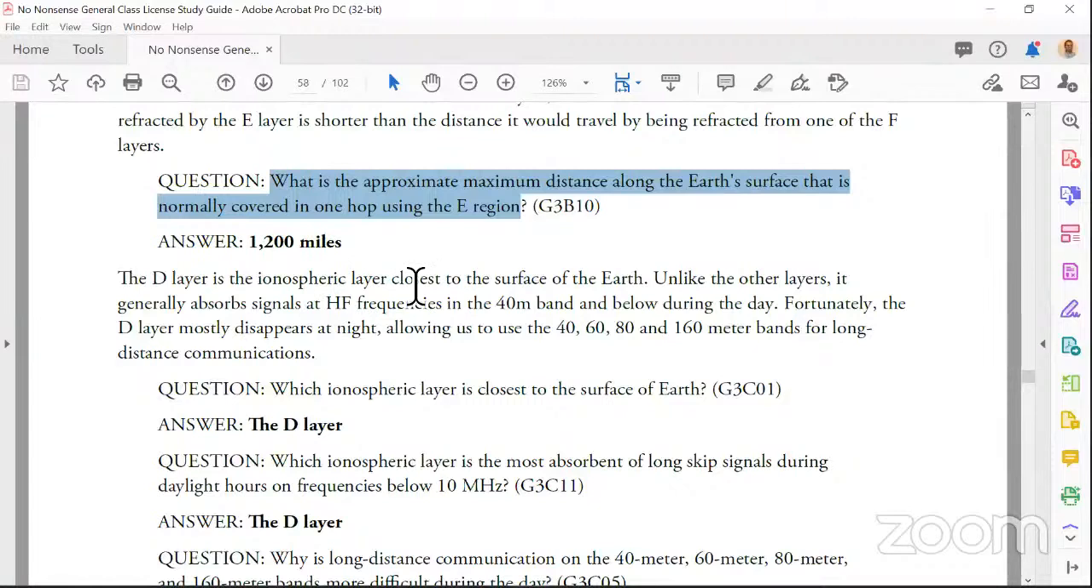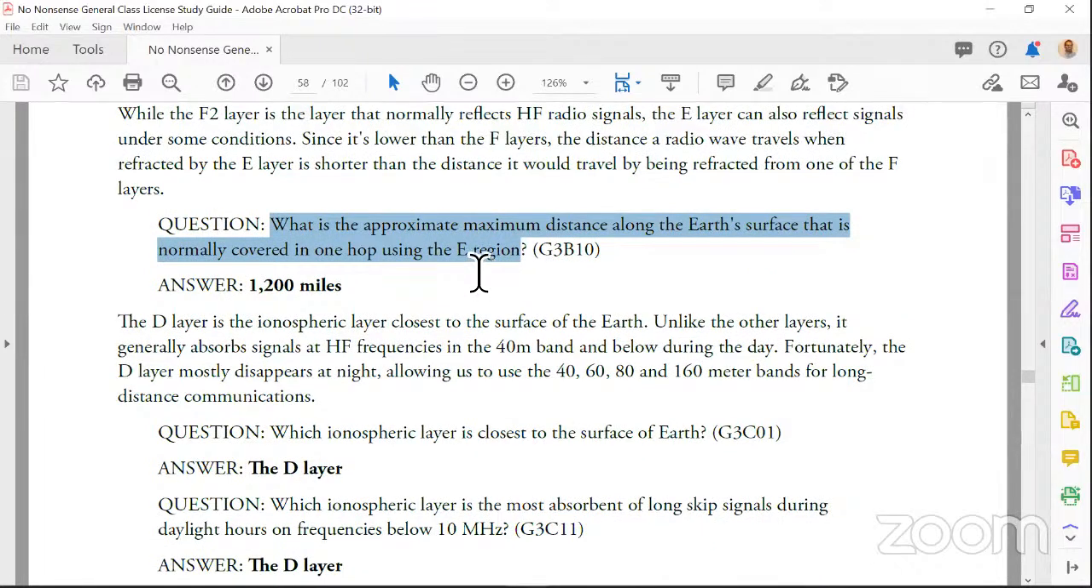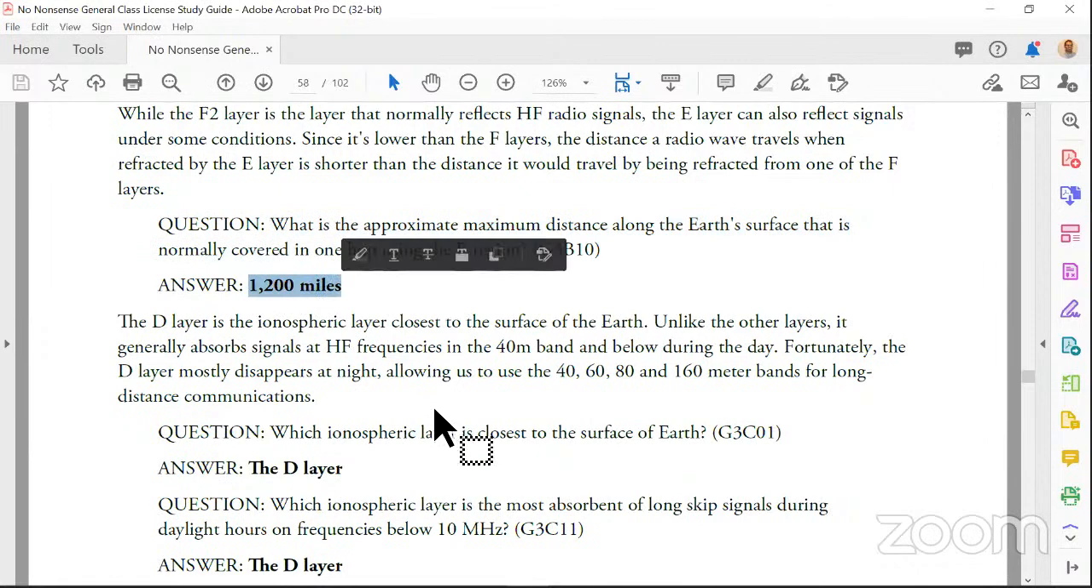Next question. What is the approximate maximum distance along the Earth's surface that is normally covered in one hop using the E region? All right, so we have the D, E, and F region. So the E region is a little lower. And because it's a little bit lower, when the signal is bounced off of the E region, it will not go as far as if it was bounced off of the F. But how far does it actually go? The answer is 1,200 miles.